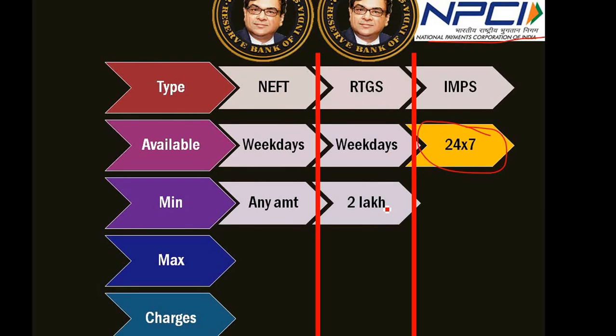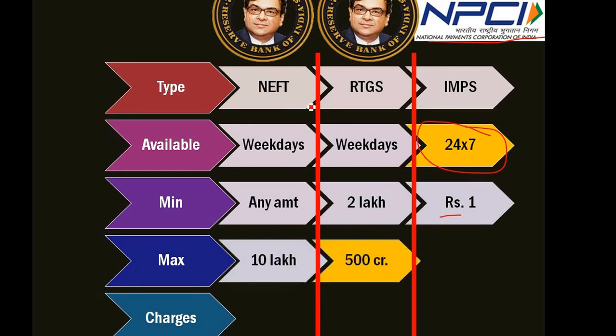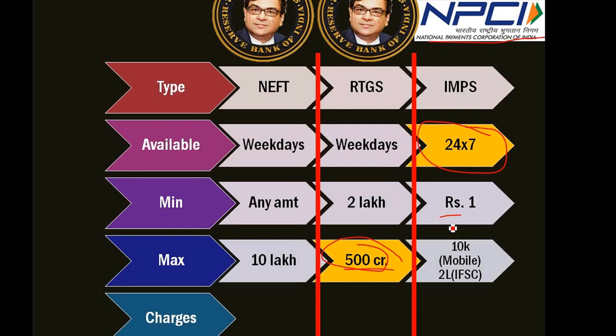which means 365 days. And what is the minimum amount that can be transferred using NEFT? Any amount, even 0.001 paisa can be transferred using the NEFT service. But the minimum amount for RTGS is 2 lakhs, and the minimum amount for IMPS is 1 rupee. And next, the maximum amount that can be transferred using NEFT is 10 lakh rupees, and using RTGS up to 500 crore rupees can be transferred.